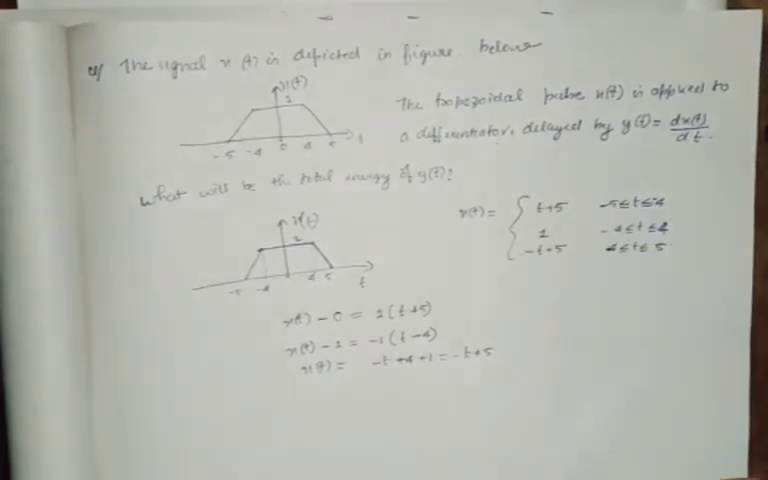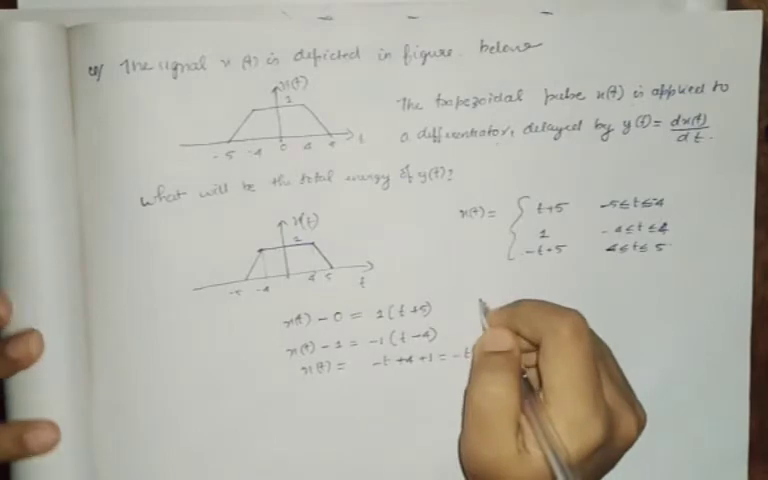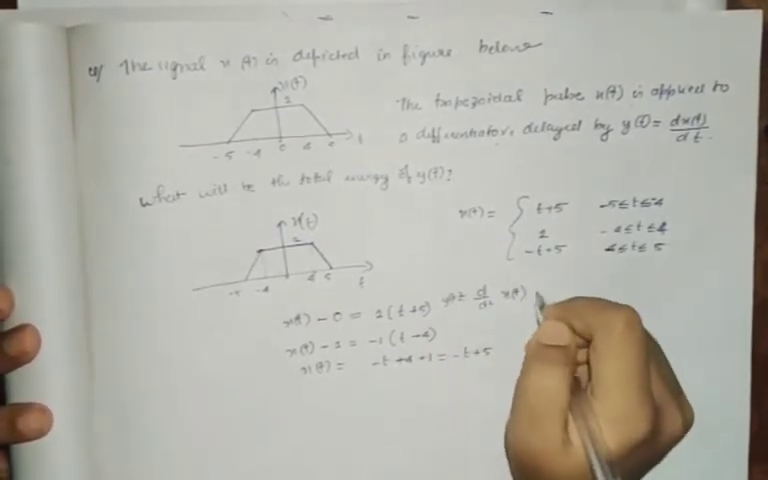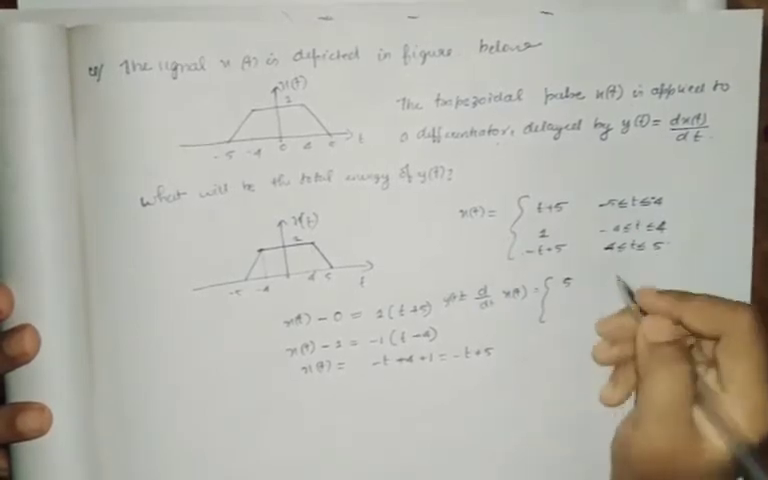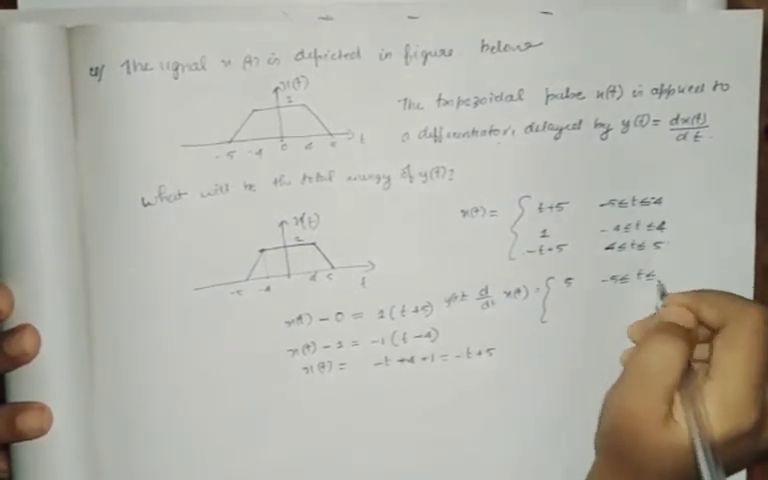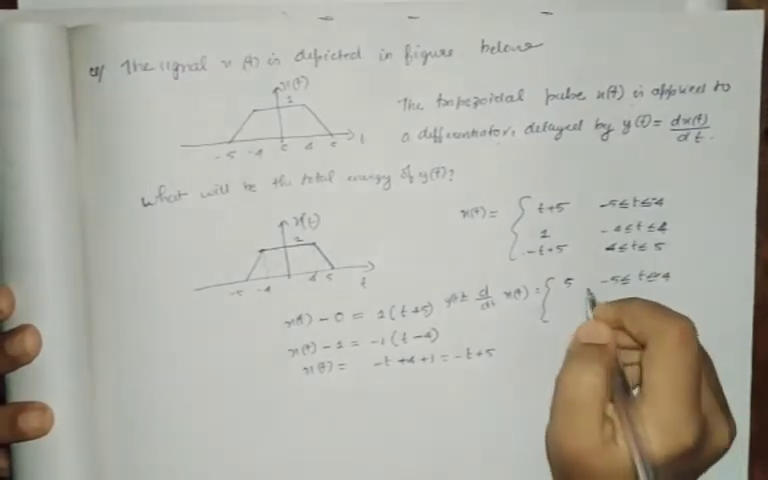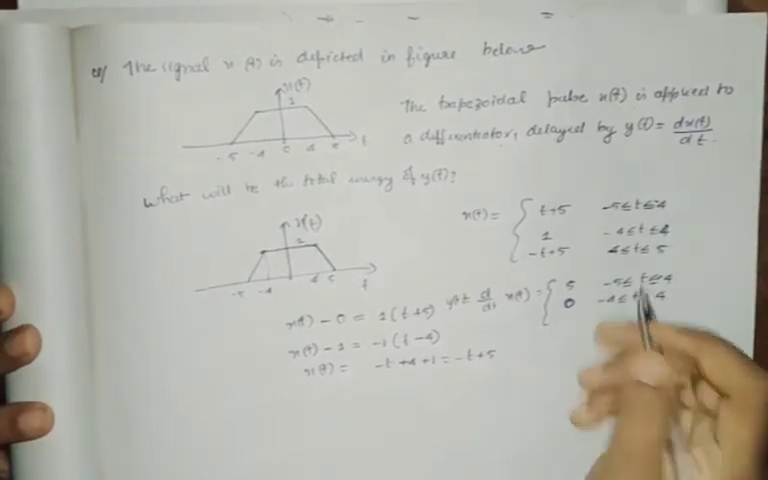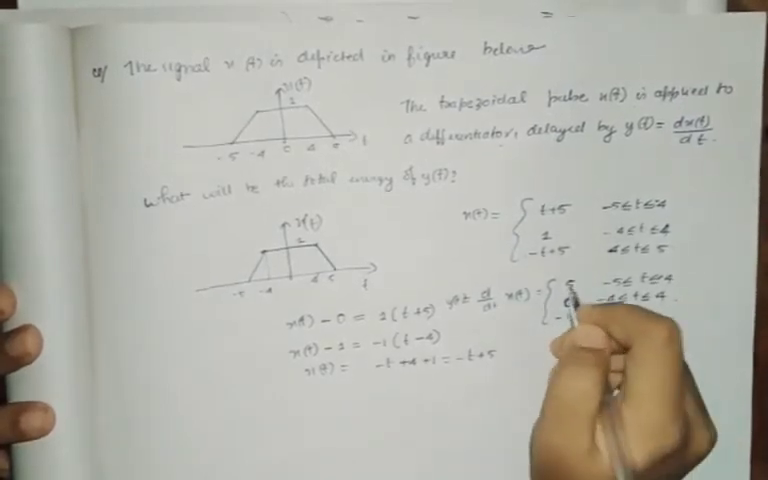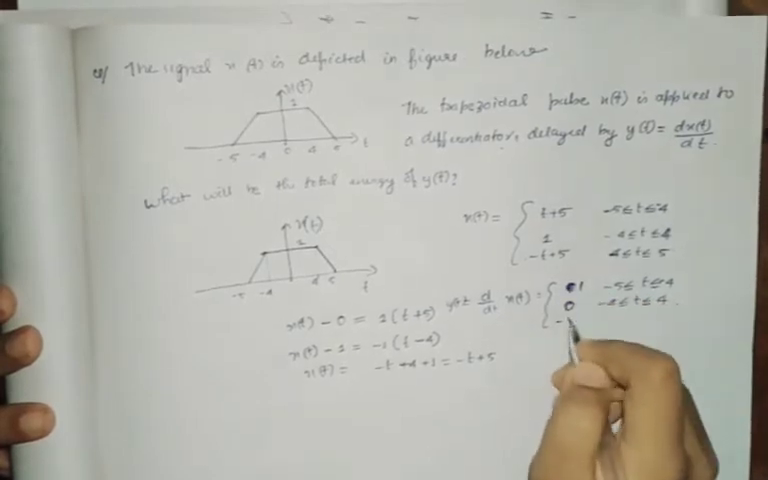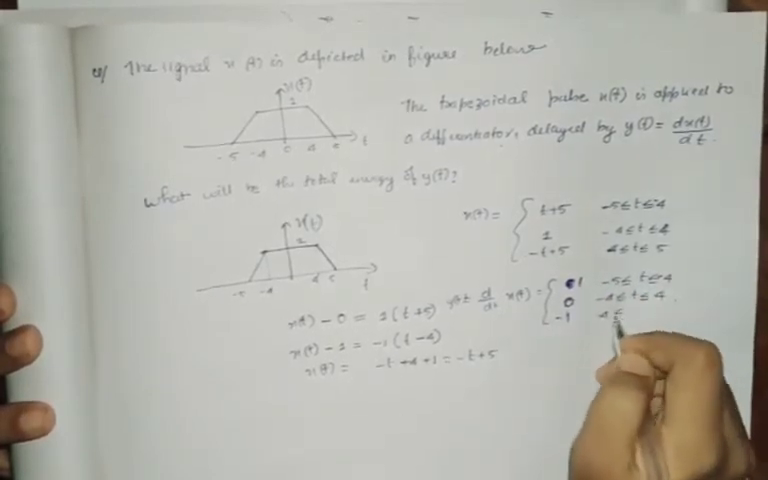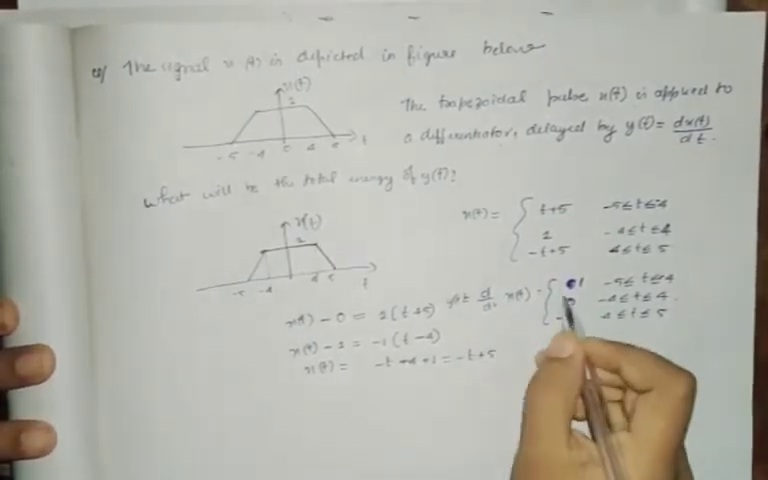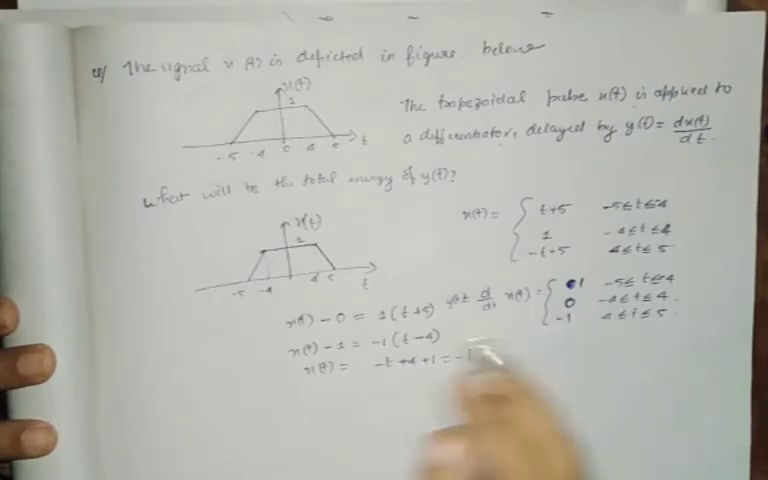Okay, so this is it. We have to find out d by dt of x of t, which is our y of t. So that is equal to 1 for minus 5 less than or equal to t less than or equal to minus 4, and again equal to 0 for minus 4 less than or equal to t less than or equal to 4, and again, this is 1, right? Okay, minus 1 for t up to 5. Okay, so y of t has an equation like this.